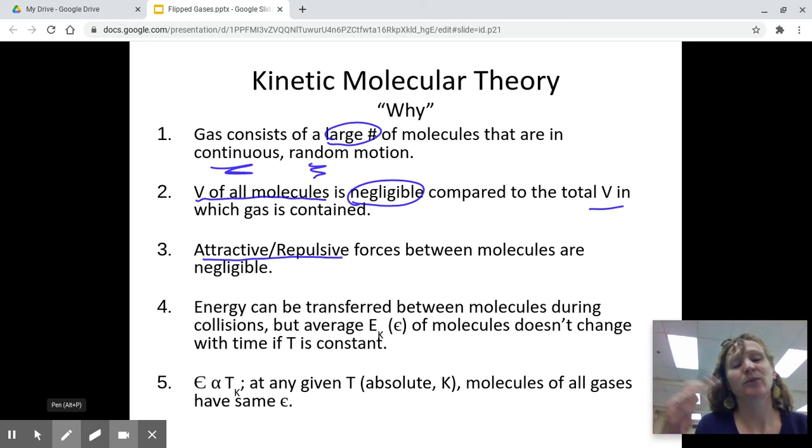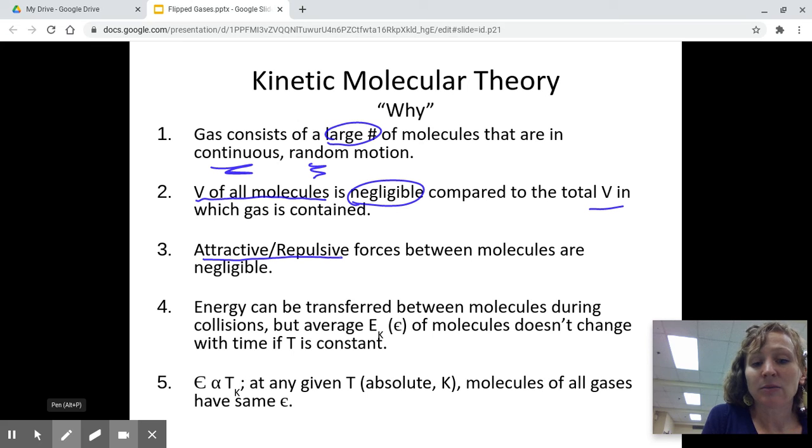Following that, we just stated this actually. Therefore, attractive and repulsive forces between the gas molecules are also negligible. They can be ignored. We can treat them as if they basically don't exist. They're too far apart. They really don't make a difference.